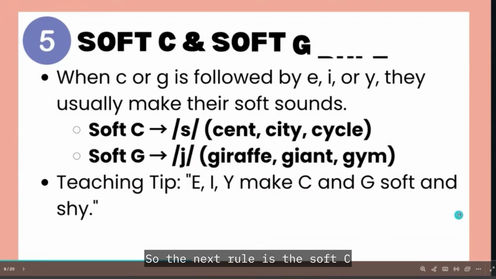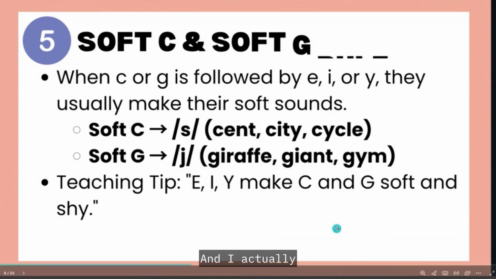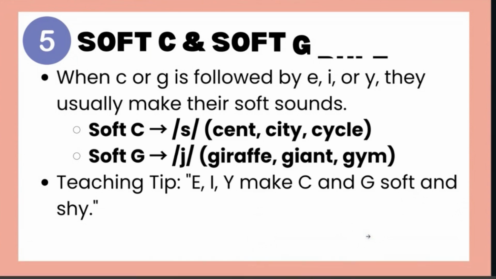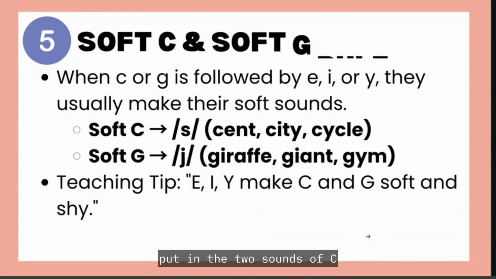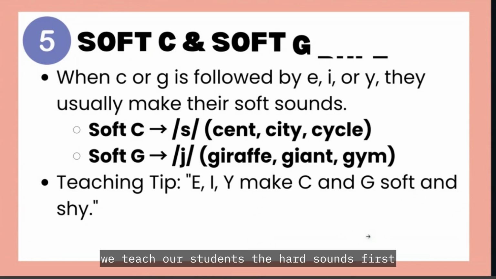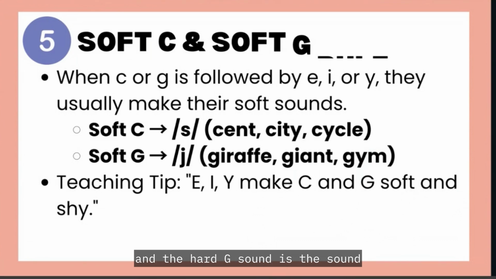Okay, so the next rule is the soft C and soft G rule. When I made the anchor chart to go into the membership, I put in the two sounds of C and the two sounds of G. We teach our students the hard sounds first when we teach them their letter sounds. So the hard C is the K sound and the hard G sound is the G sound. So it's what they're familiar with. And then as they move forward with their phonics skills, that's when we learn that there's a second sound for C and there's a second sound for G.